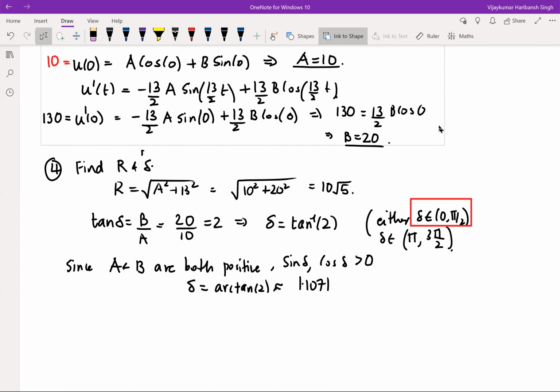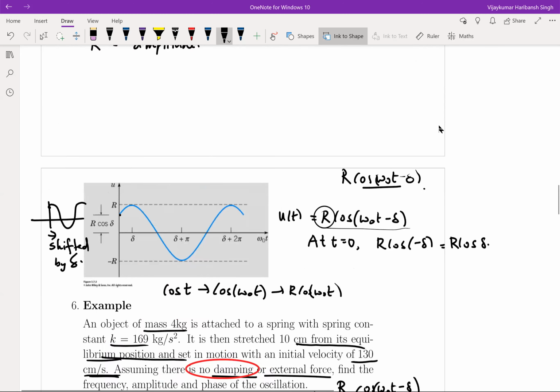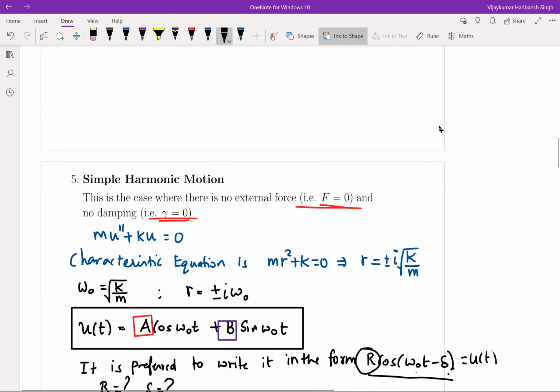And you get u of t is this guy, your r times cos of omega naught t, which is 13 by 2 t, minus the phase, which is going to be 1.07. So this is your solution to the whole problem. So what was this case? This was a case of simple harmonic motion.